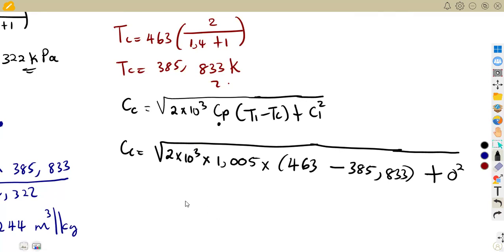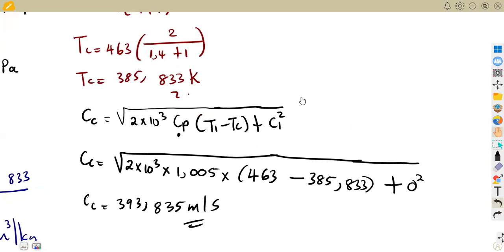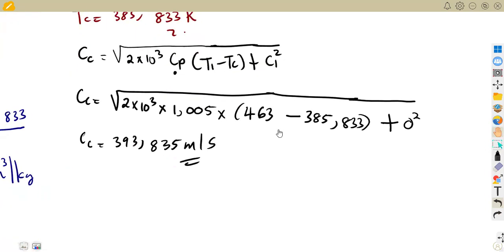All right, so if you calculate this properly from your calculator, you are going to get something like 393,83457, something like that. So it's going to be 835 in meters per second. This is the speed. So the speed is measured in what? Meters per second.